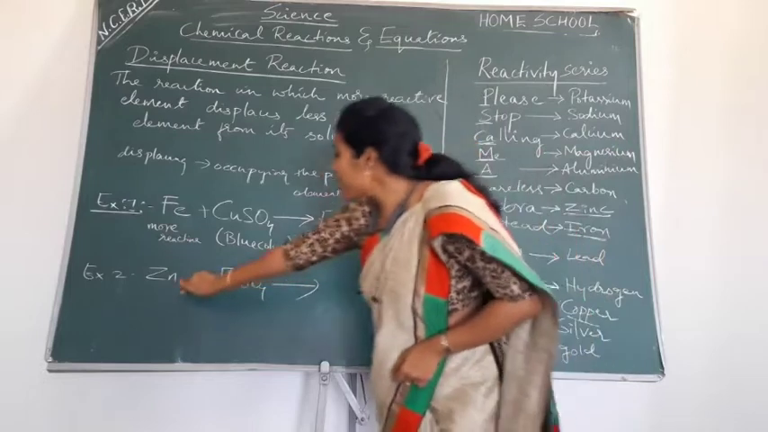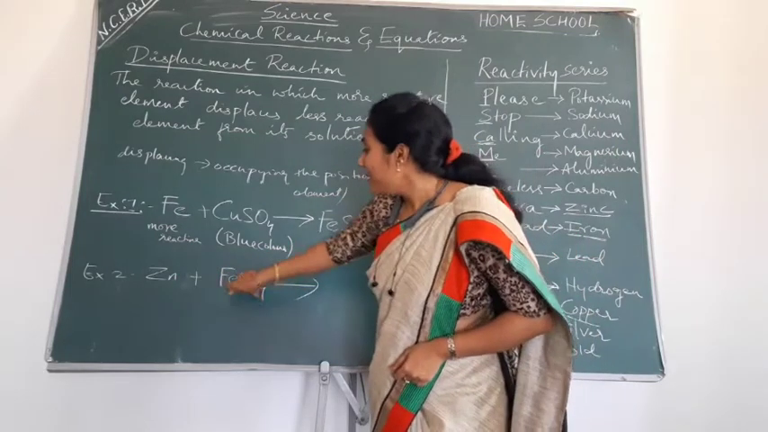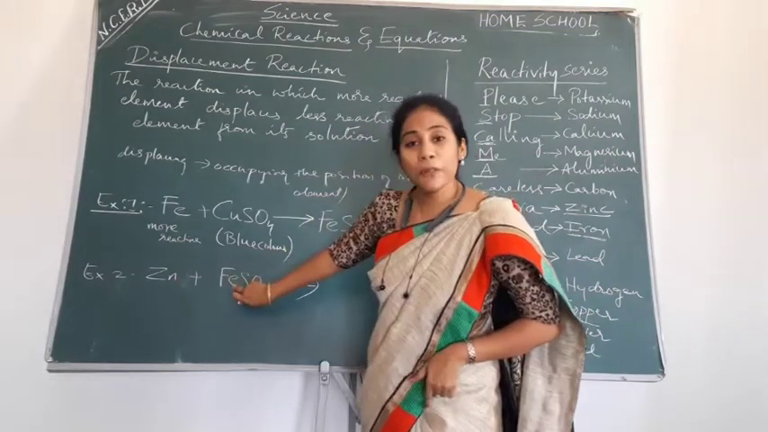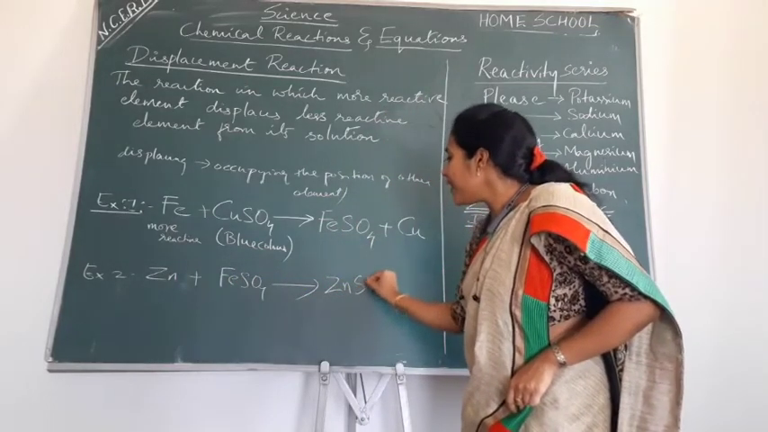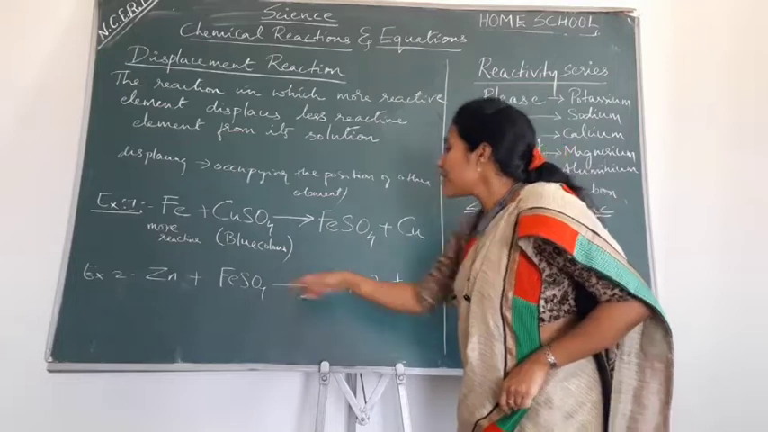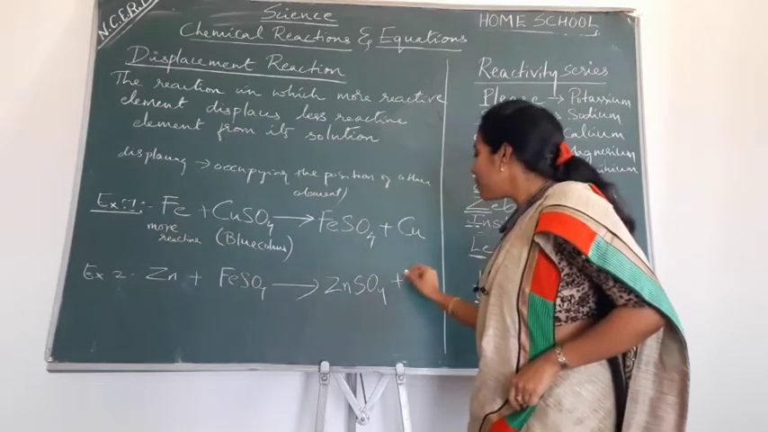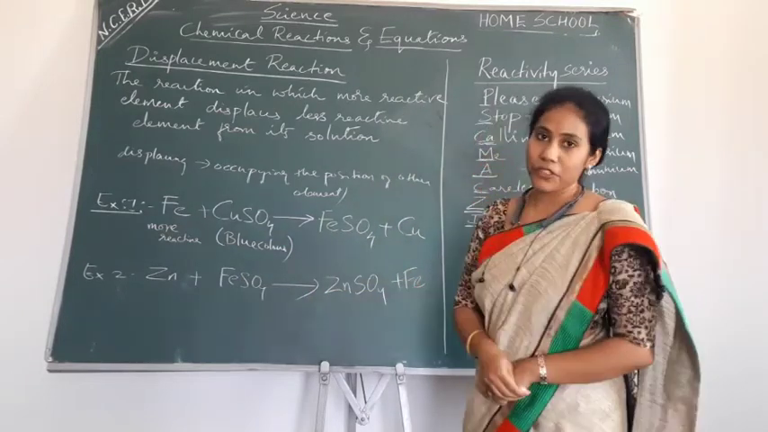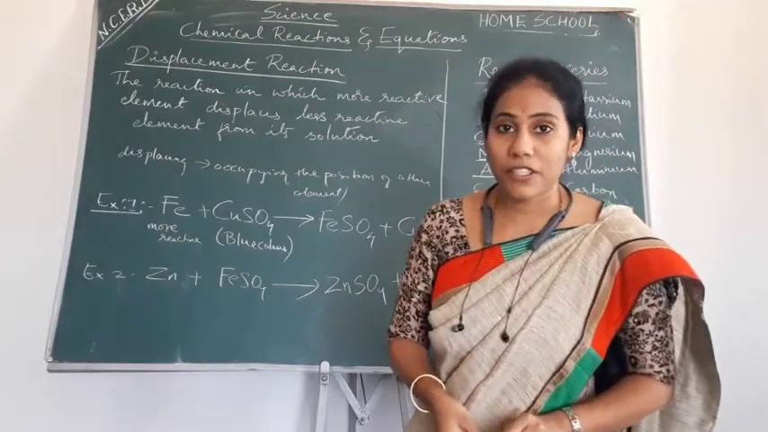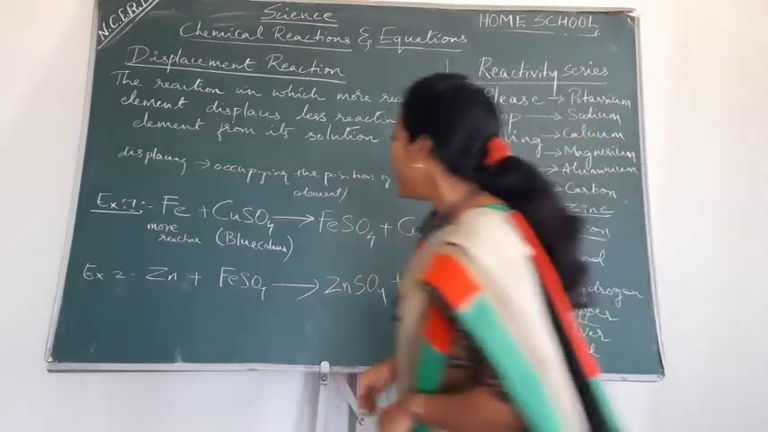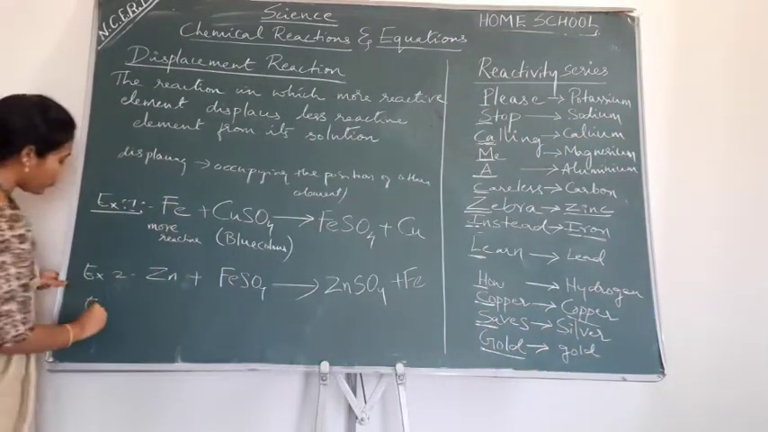So if zinc is removing iron and zinc will occupy the position of iron, what is the product you will get? You will get zinc sulfate plus Fe coming out. Okay? So this is how you have to write the products for a displacement reaction. Fine. And one more example I will show here.